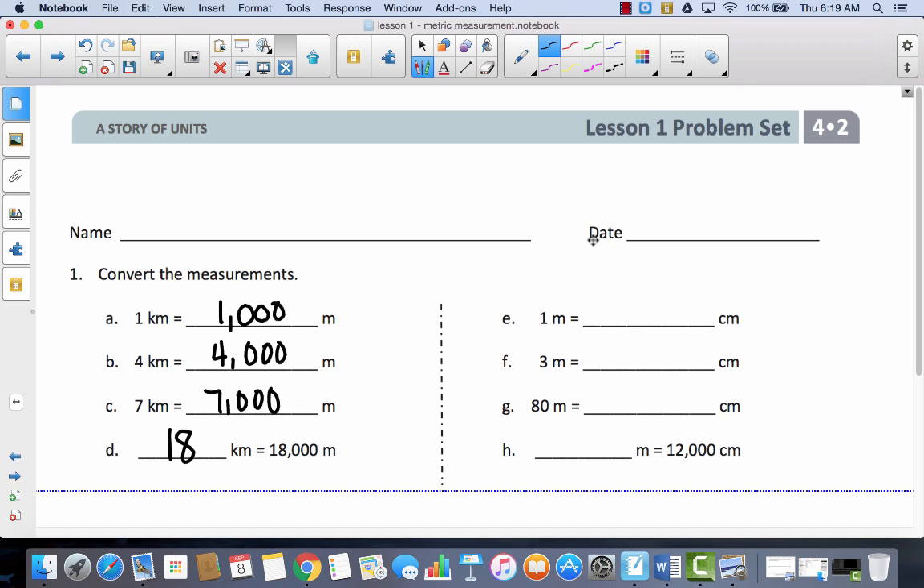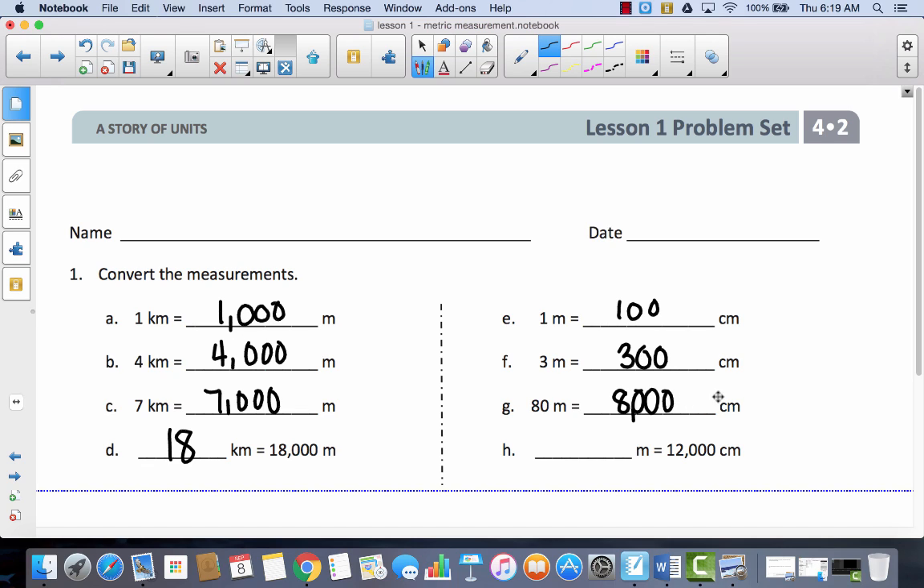All right, let's go from meters to centimeters this time. So again, we're going from larger unit to smaller unit. 1 meter is equal to 100 centimeters. So 3 meters is equal to 300 centimeters. So 80 meters is equal to 80 hundreds, which is equal to 8,000.